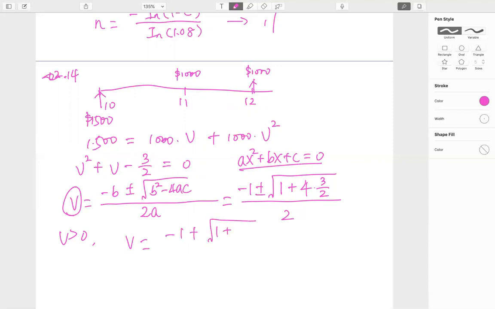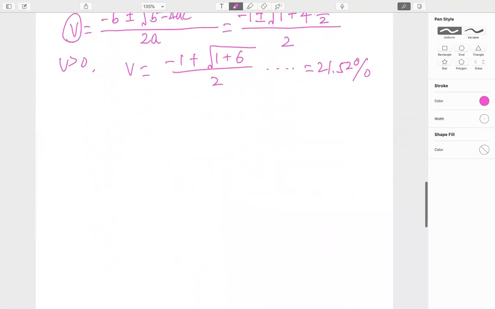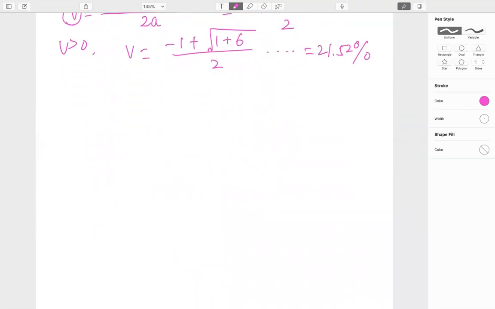Obviously the square root is a positive number, so I will pick the positive value. So you can get the result: it's about 21.5%, 21.52%. So this is rather mathematical. This basically asks whether you are able to solve the quadratic equation. The answer is 2.15.